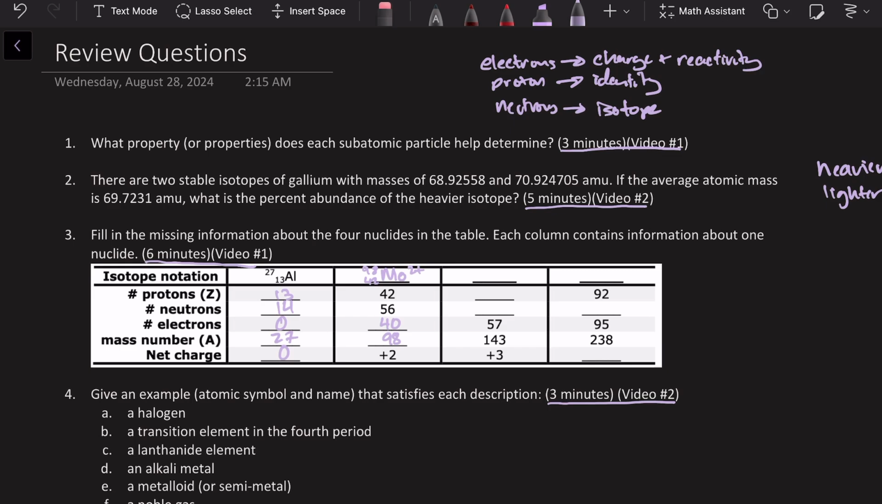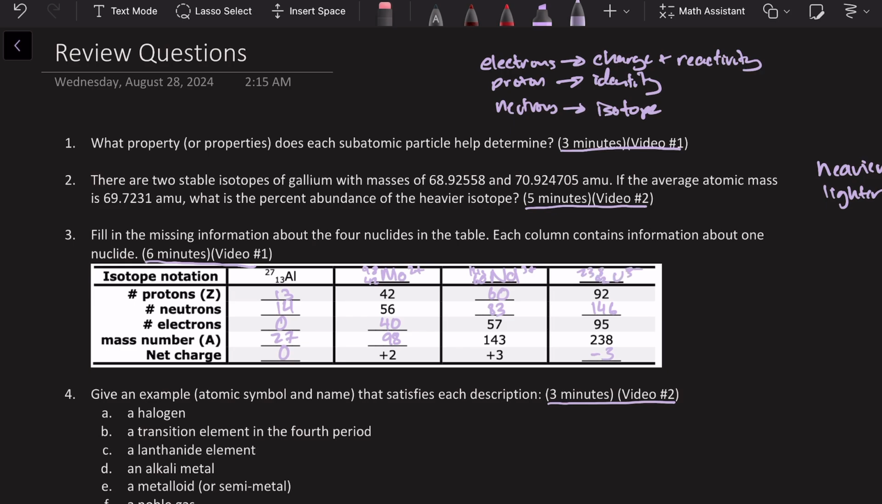Next one, 57 electrons plus 3 charge, that means 60 protons, mass number 143, that means 83 neutrons. We would like to write it as 143, 60, Nd, plus 3. 92 protons, 95 electrons, so negative 3 charge. Mass number of 238, so 146 neutrons. We want to write it as 238, 92, U, minus 3.